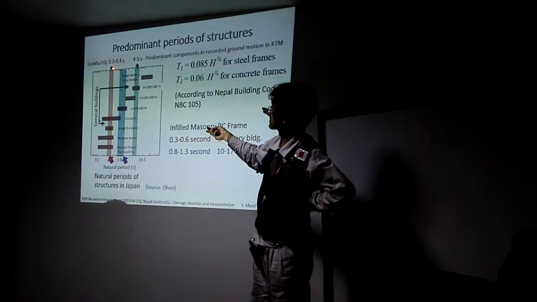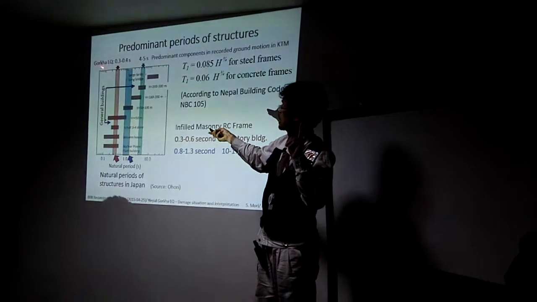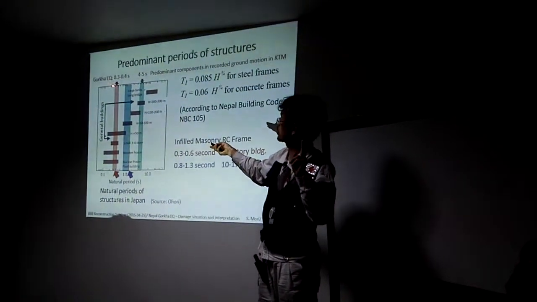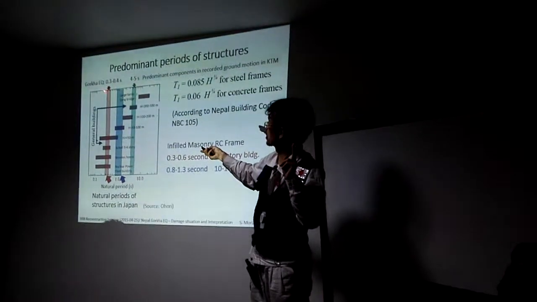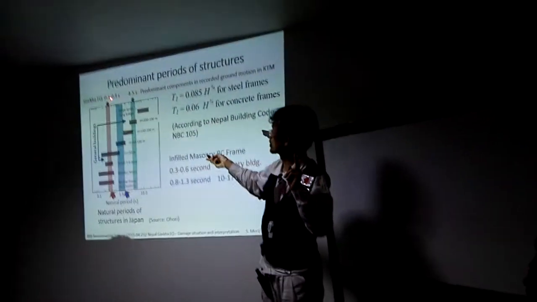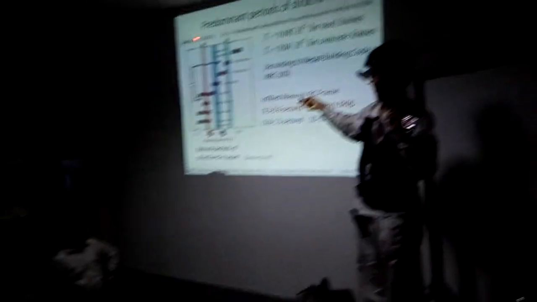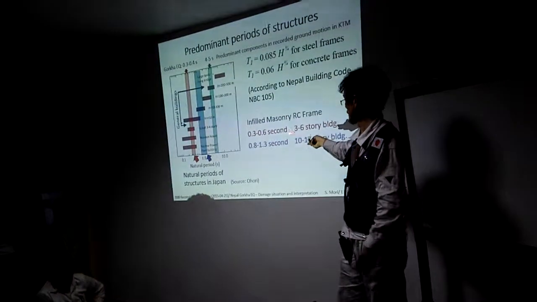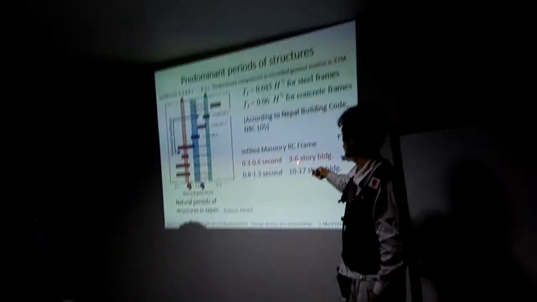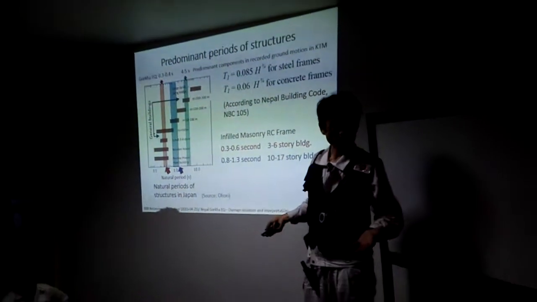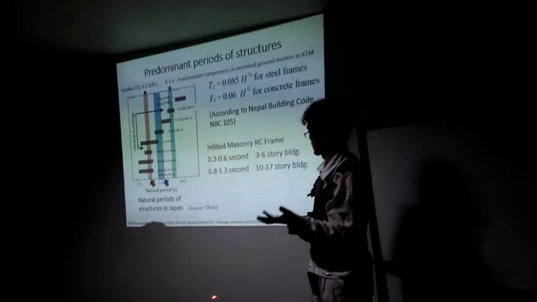The Gorkha earthquake has two predominant periods of vibration. The shorter predominance is 0.3 to 0.4 seconds. This is equivalent to the natural period of three to six story buildings. Very, very average buildings here.